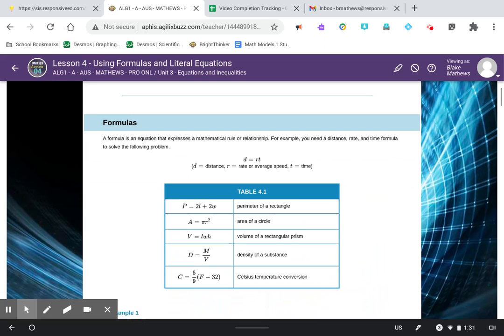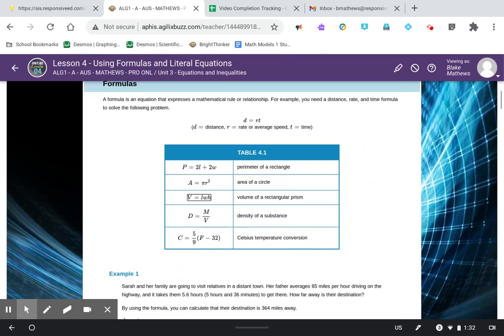For instance, here in front of us we have a list of formulas, and I might know the volume of a rectangular prism, and I might know the length and the height, but I want to find the width. In order to do that, I would need to rearrange the formula so that the width is the thing that I'm calculating. That's what we're going to be doing in this lesson. We're going to do this a few different ways.